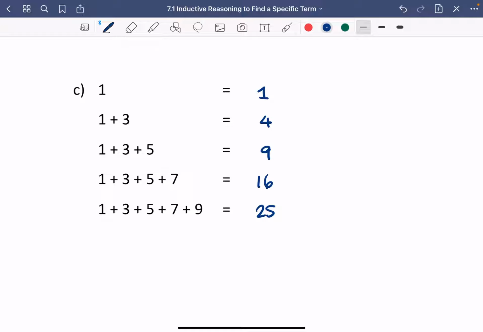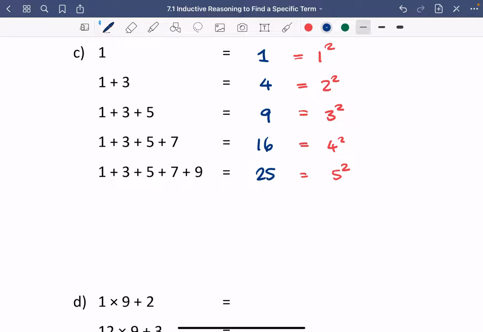What do you see here? On the left side here, each time you're adding on the next odd number. So 1, and then 3, 5, 7, 9. The next term it's adding on will be plus 11, right? And what do you see from the answer here? Well, we can see that 1, 4, 9, 16, 25. These are all perfect squares, right? 1 is equal to 1 squared. 4 is 2 squared, 9 is 3 squared, and then 4 squared, and 5 squared.